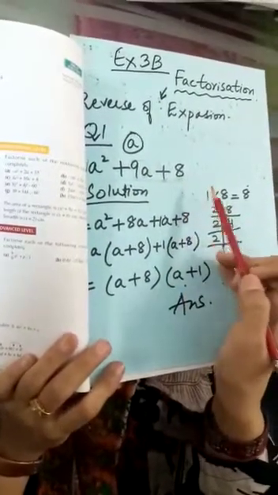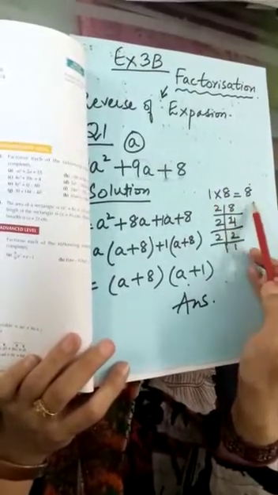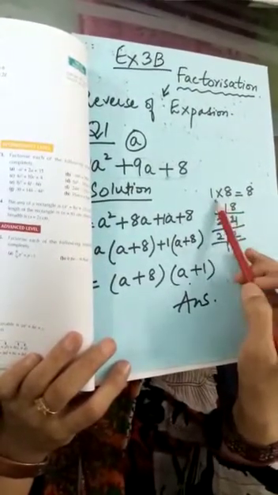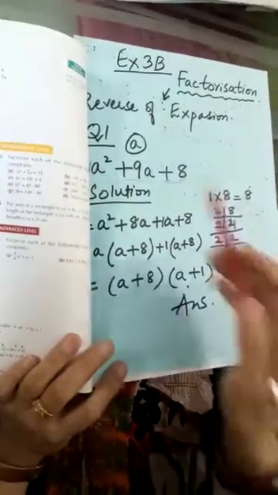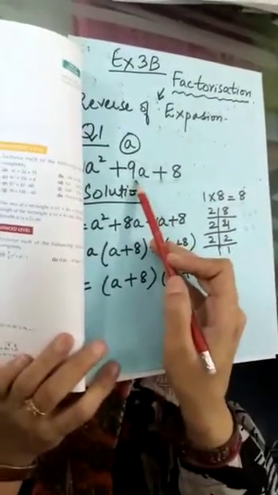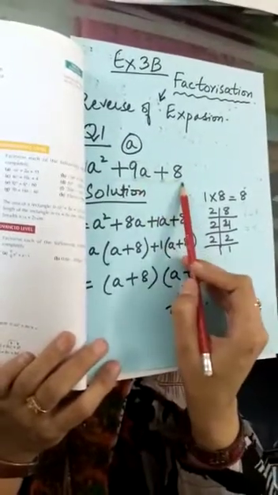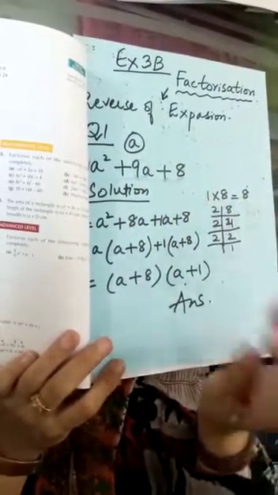How will you check it? When you are multiplying 8 by 1, you are getting 8, and when you are adding 8 plus 1, it will become 9. So the thing is that when you are adding 2 numbers, you are getting 9, and when you are multiplying 2 numbers, you are getting 8. That is the main thing.